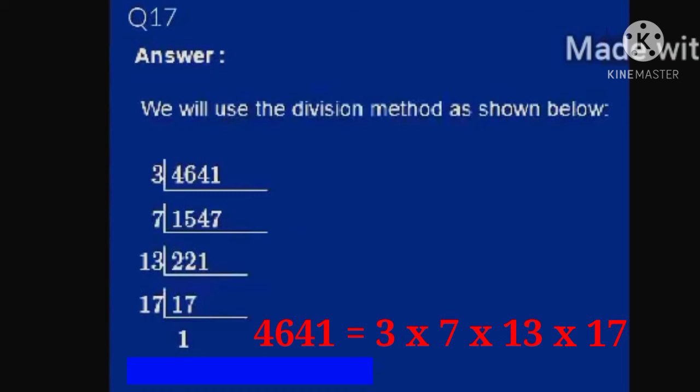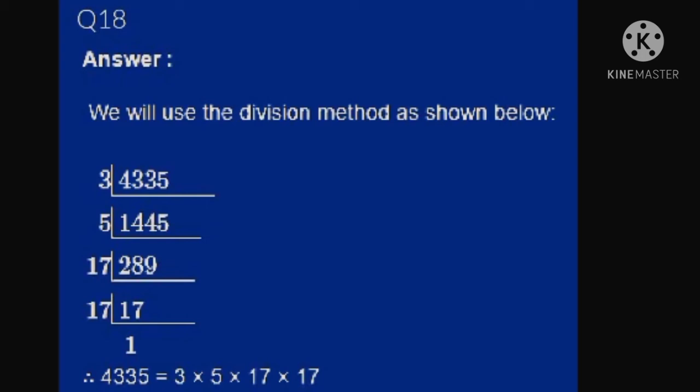Sums. Next is question number 17, prime factorization of 4641. Checking the divisibility, we will see that it is divisible by 3, and after dividing we will be getting 1547, which is again divisible by 7, we will be getting 221, and after dividing it by 13 we will be getting 17. So 4641 is equal to 3 into 7 into 13 into 17. Okay, students, you have to remember that you will be checking the divisibility or the divisions on the right hand side of the page, so that there is no silly mistake.